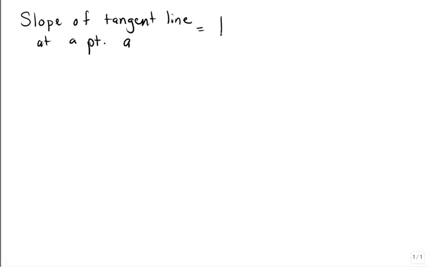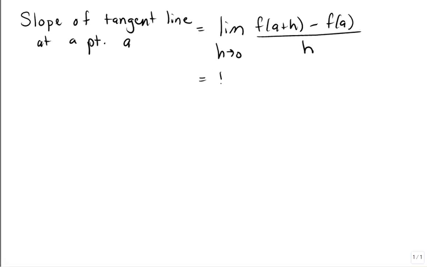Okay, so we've been talking about slopes of tangent lines. At a point A, I'm just going to review that. We said that that's the limit as h goes to 0 of f of a plus h minus f of a, all over h, which again is just the slope formula, rise over run, which you'll see again. I'll draw a picture.